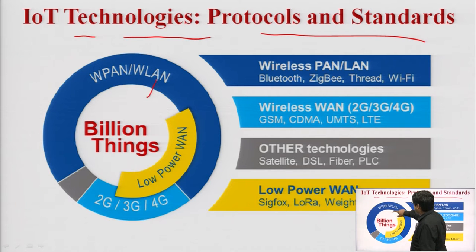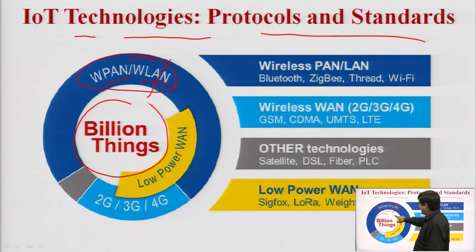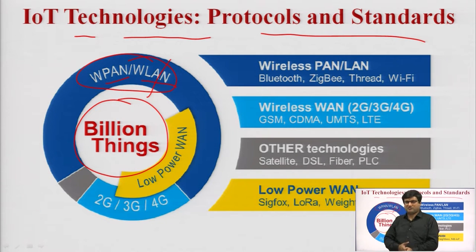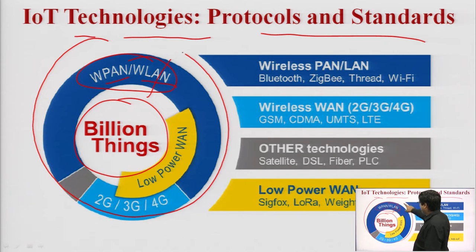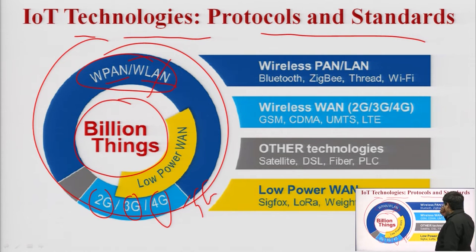In this figure, you can see the wireless personal area network and the wireless local area network. We have seen that in IoT, billions of devices are connected through the internet. All are interconnected with each other, and they have unique addresses. And we have 2G, 3G, 4G, and nowadays we are going towards 5G applications. We have categorized them. First is the wireless PAN and local area network, under which we have wireless protocols like Bluetooth, Zigbee, Thread and Wi-Fi.